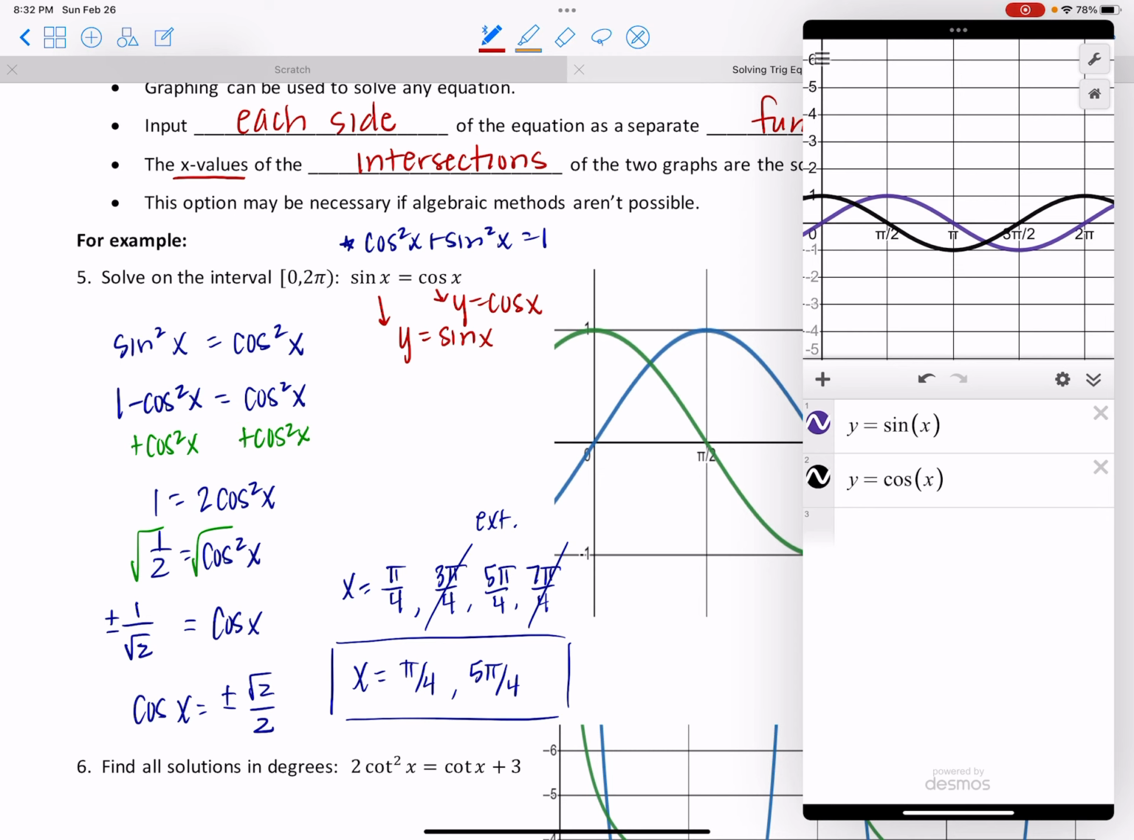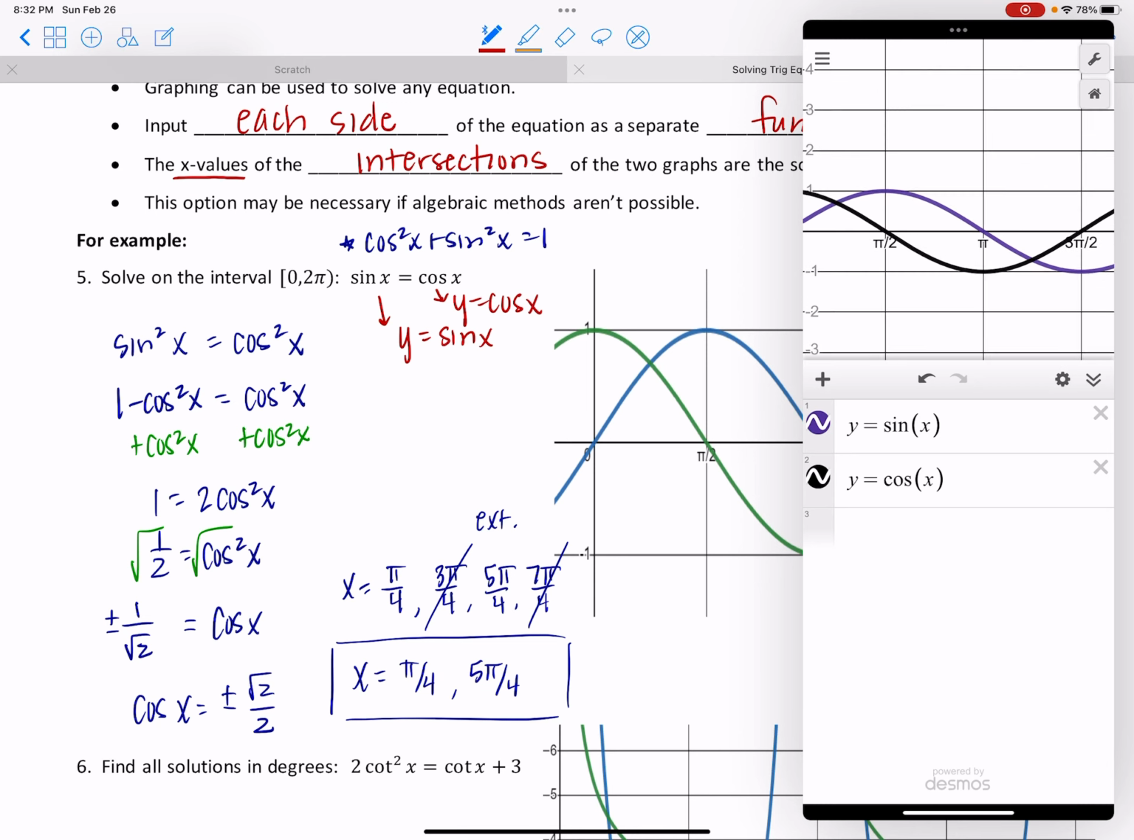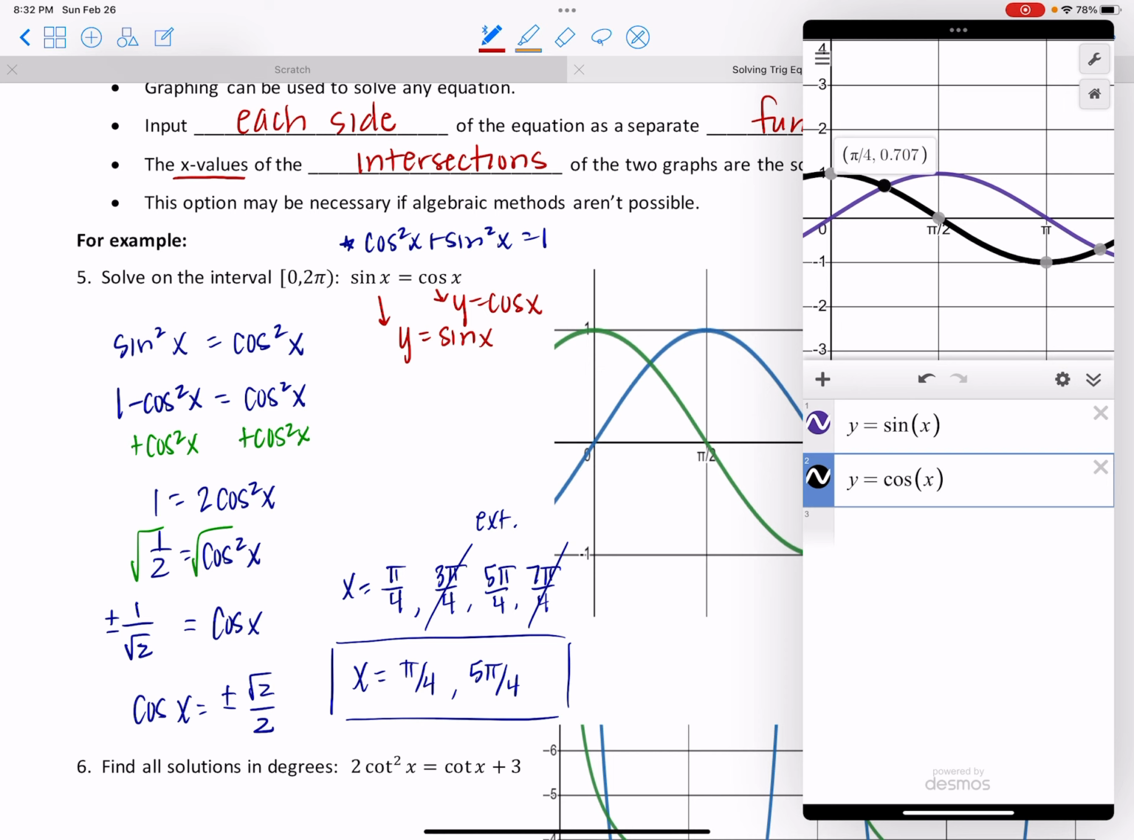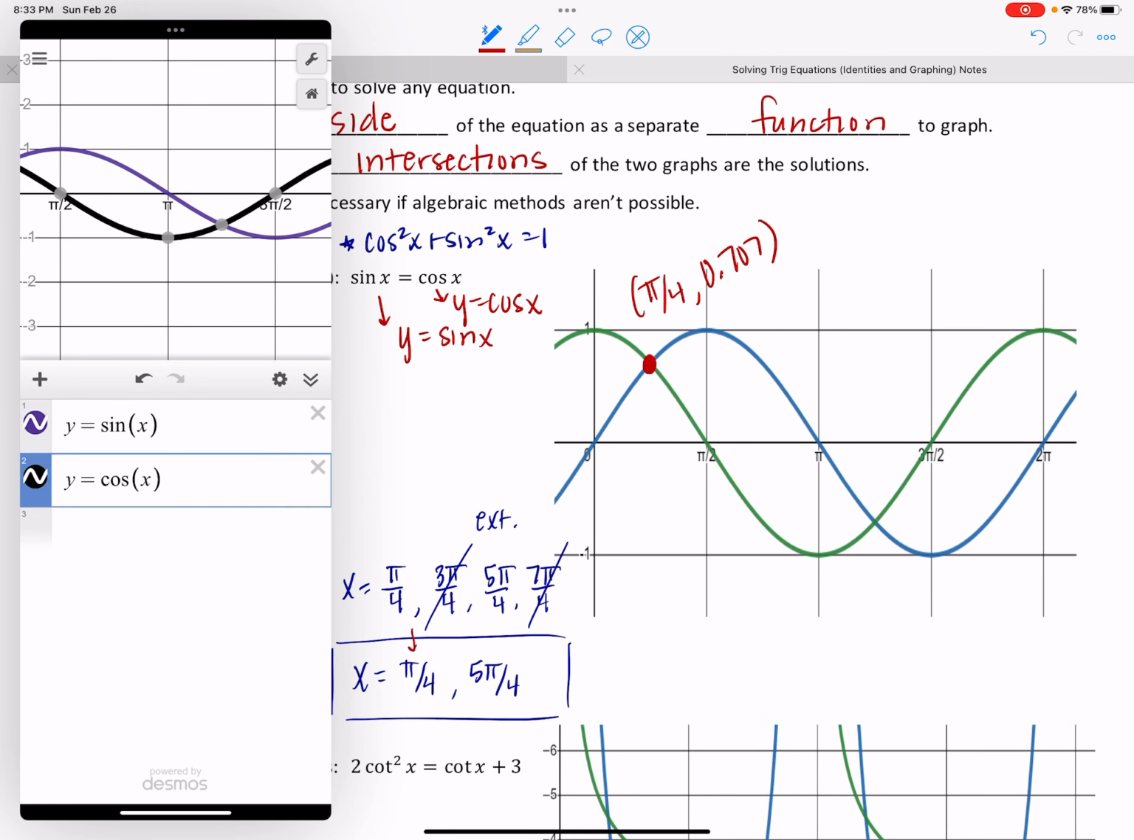If you graph these two functions, again, each side of the equation as its own function, the intersections of the two functions, where are the points where the two graphs cross? Here's one point, and the x value in that point is one of the solutions we got, pi over 4. So this point right here, where those two graphs cross, is a solution. So it says pi over 4, and then 0.707, but that part of it doesn't really matter, okay? The other point where these cross is down here. That's the other solution we got. So that intersection right there at 5 pi over 4 and negative 0.707 is our other solution.